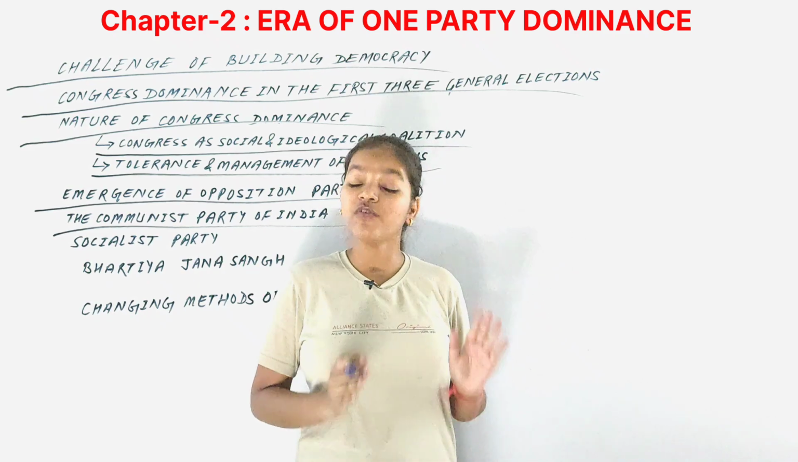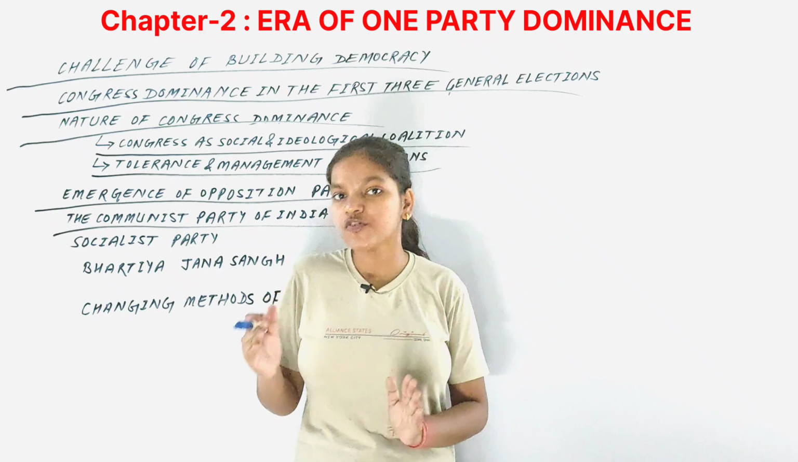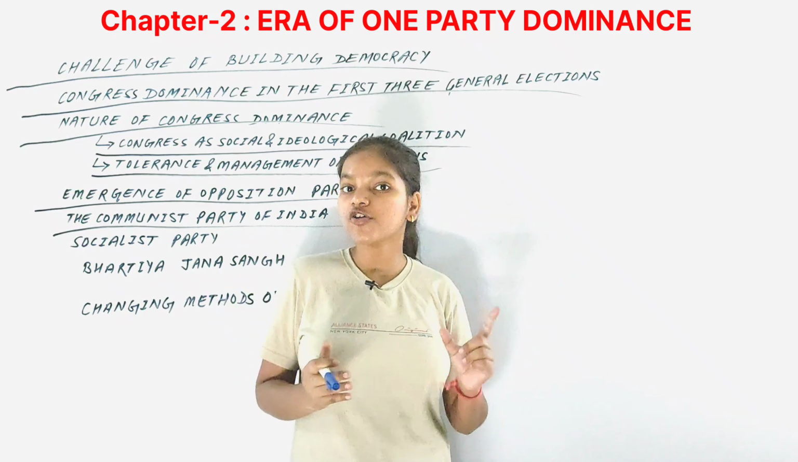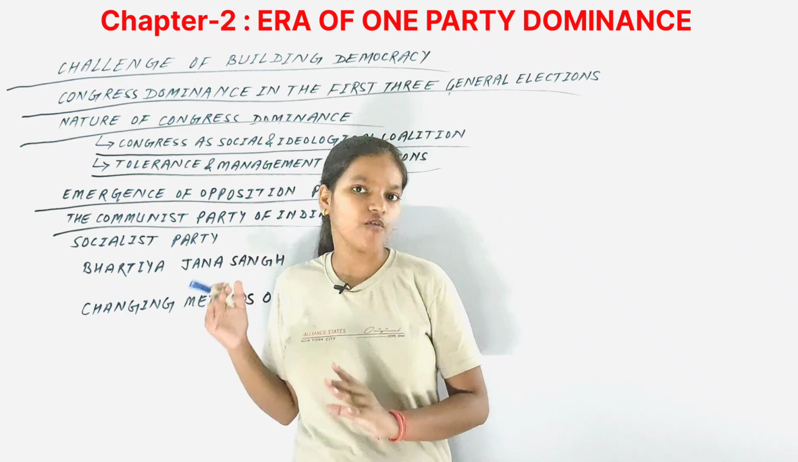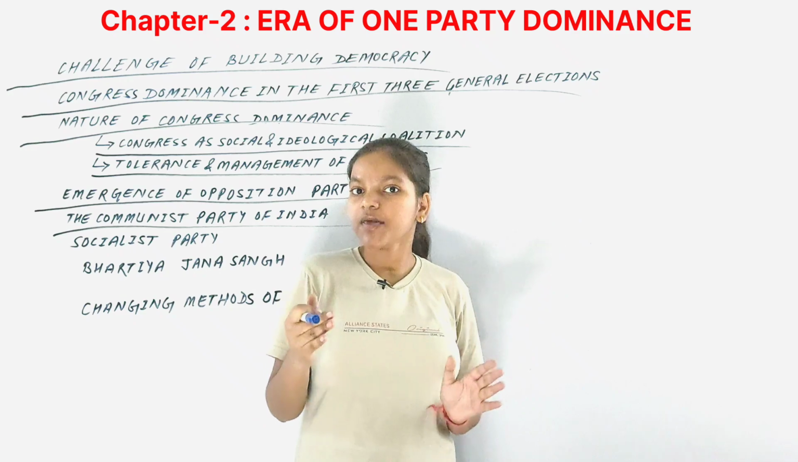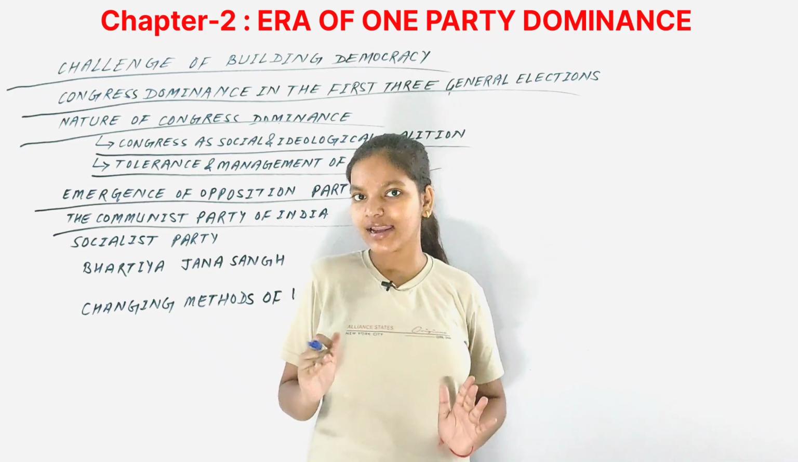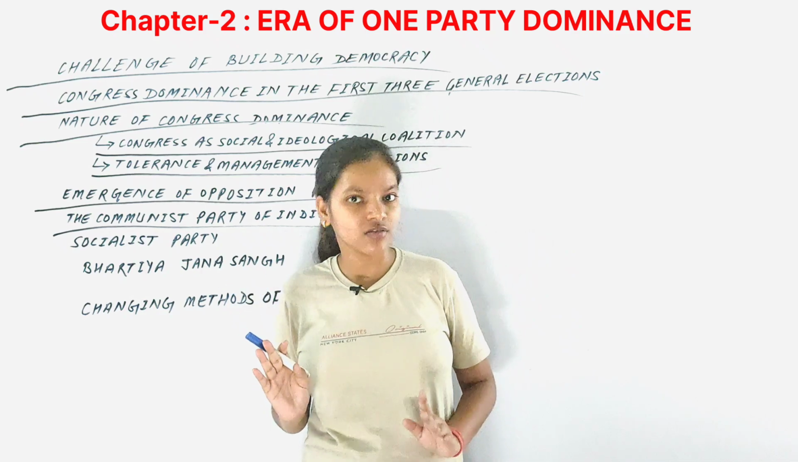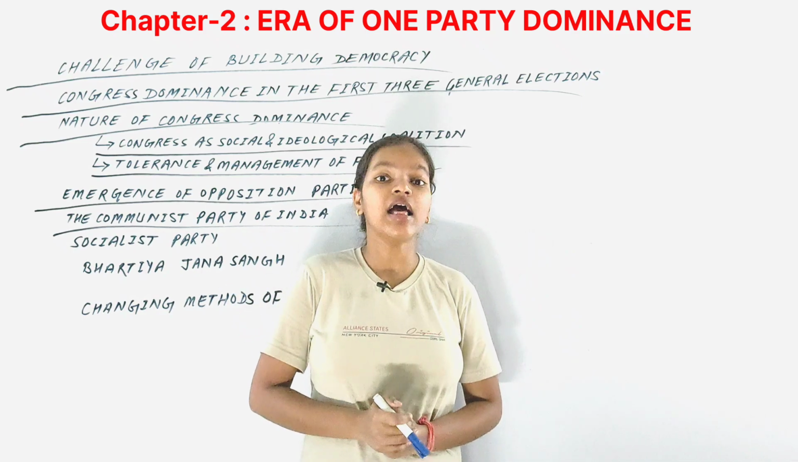So we can say that though it was considered very controversial, Article 356 was considered controversial, and the power of Congress as well at that time. So we can say that the CPI formed the government in Kerala in 1956 and 1957, though later on it was rejected by the Congress government.